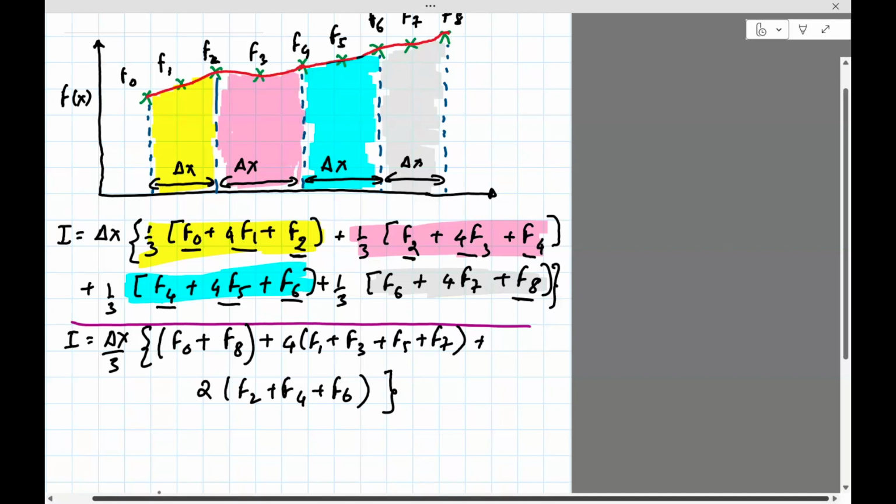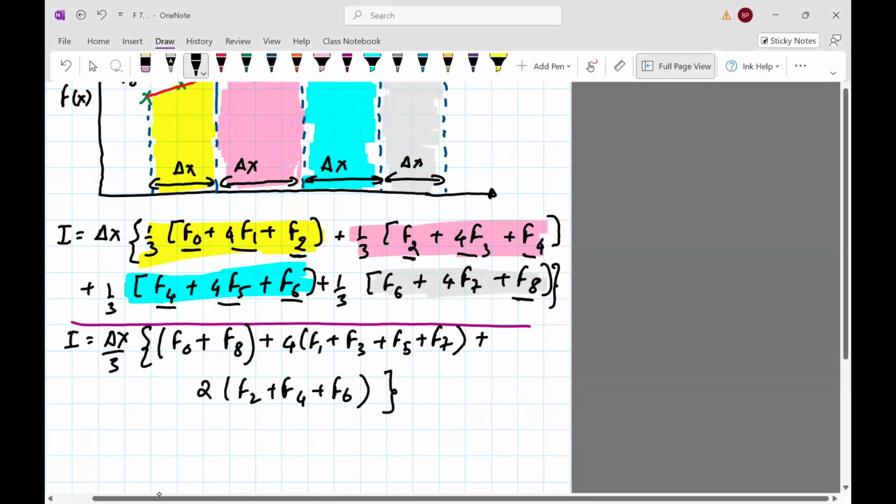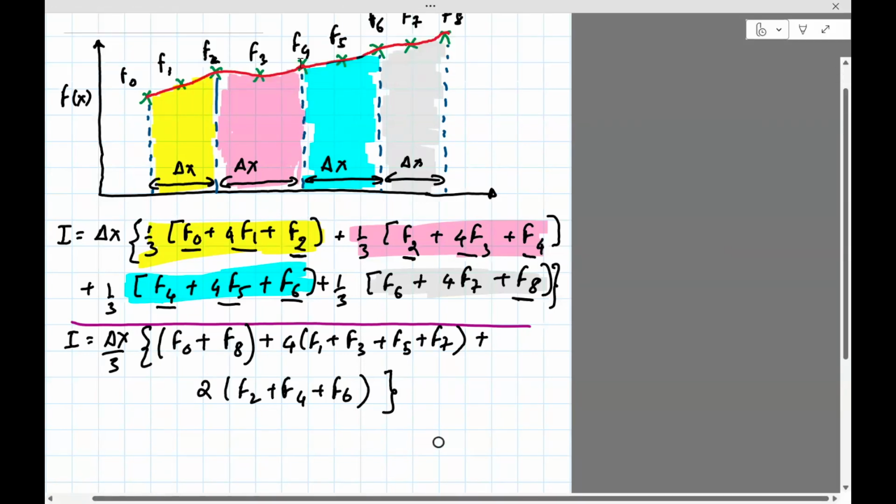Excuse me, I have a question. Yeah. Let me take a look here. Why do you multiply the f2, f4, and f6 by 2 one more time? Because there are 2 of them. 2 of them, yeah, right. That's right. Right, thank you.